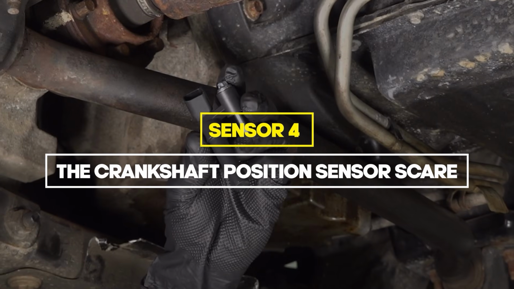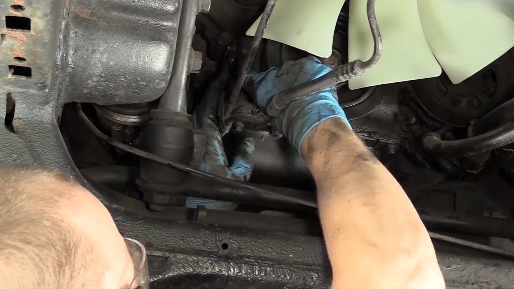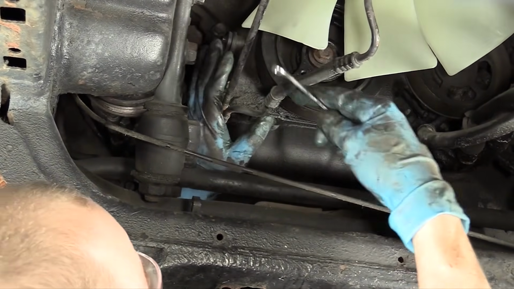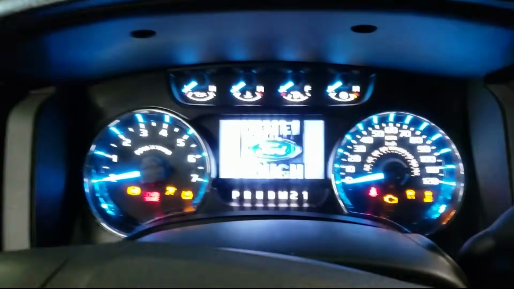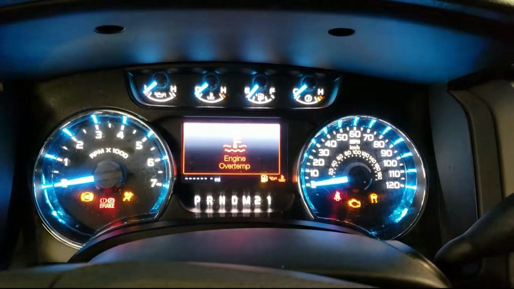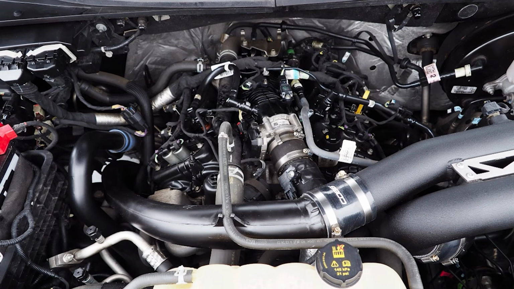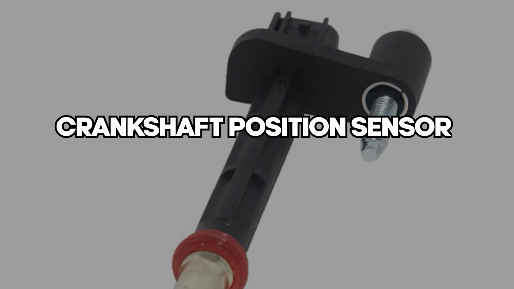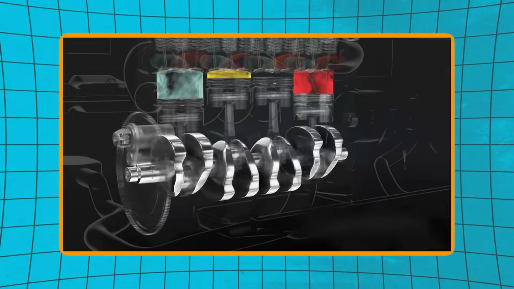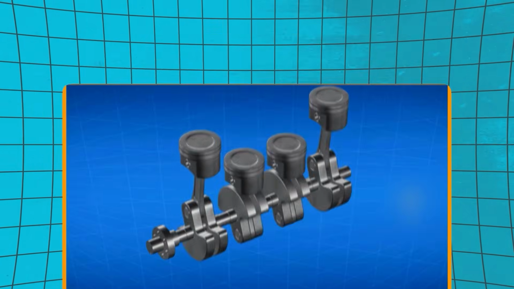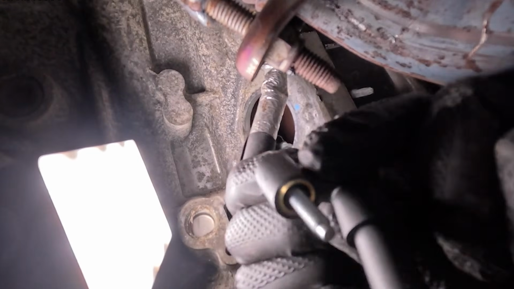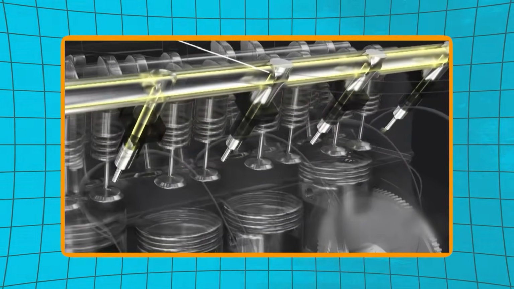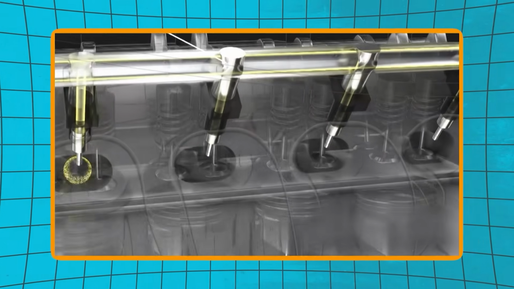Sensor 4, the crankshaft position sensor scare. This is the sensor problem that generates the most panic calls, and the panic is completely understandable because the symptoms genuinely look like something catastrophic is happening inside the engine. The crankshaft position sensor tells the engine computer exactly where the crankshaft is in its rotation and how fast it's moving. Without accurate data from this sensor, the computer can't time fuel injection and ignition correctly.